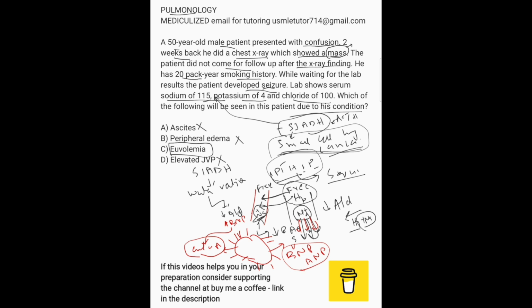So this is a really high yield concept. If someone asks why euvolemia, just tell them that there is decreased aldosterone because of decreased RAAS activation or suppression of the RAAS. Also, there is a stretch on the heart, ventricle, and atrium that releases natriuretic peptides that causes natriuresis and loss of sodium and water in the urine, and that's going to cause a euvolemic state because now you're losing the water.